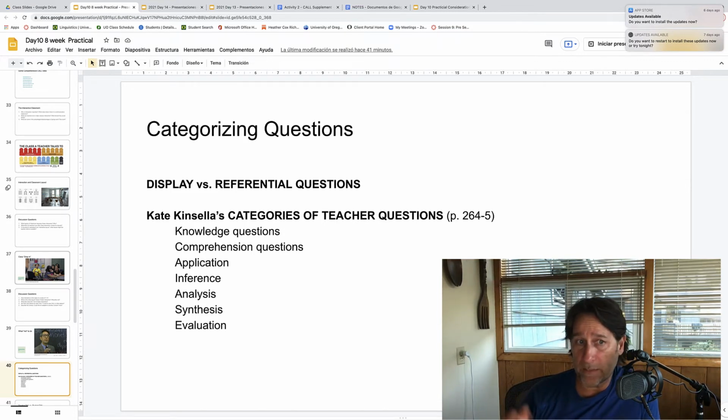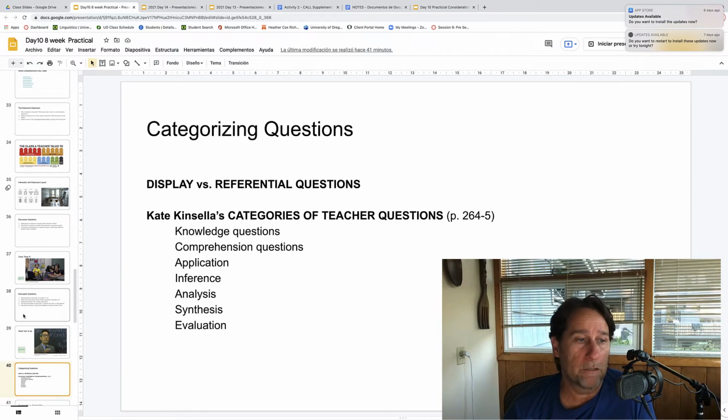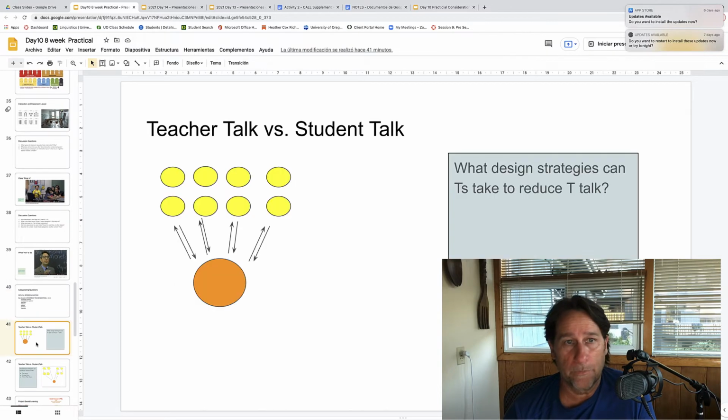There are some other ways to classify questions. Kate Kinsella, who I worked with for a while at San Francisco State University as a grad student, classifies different types of teacher questions. These are interesting to know, but we won't go over them because of time.